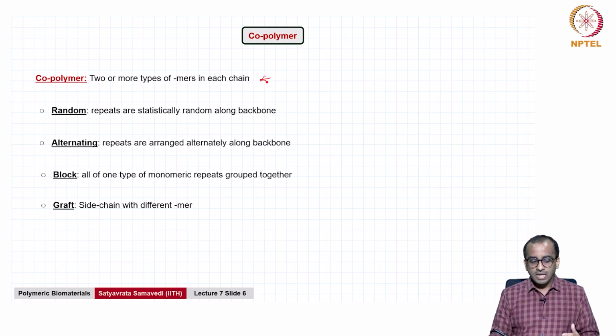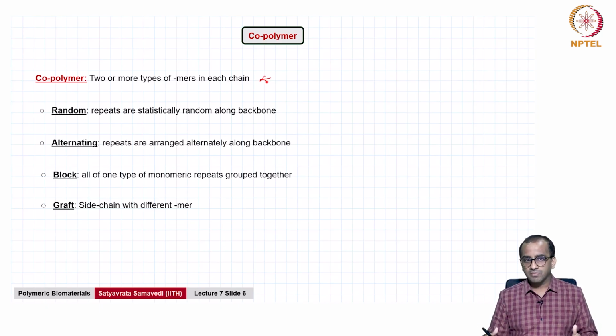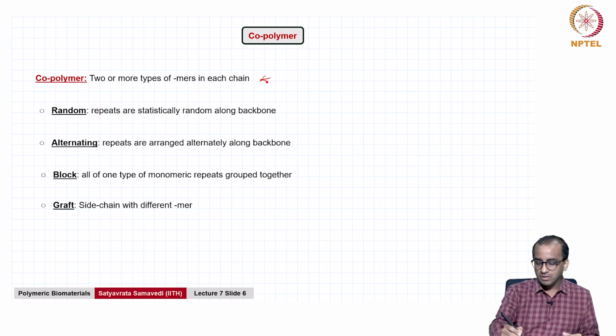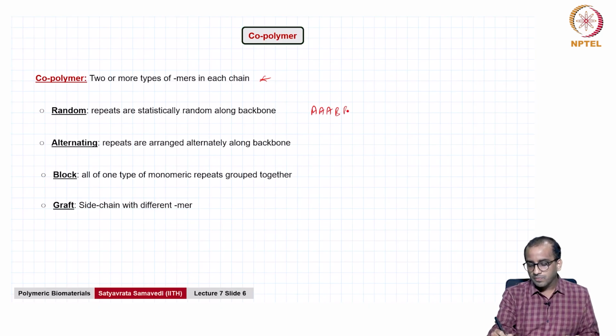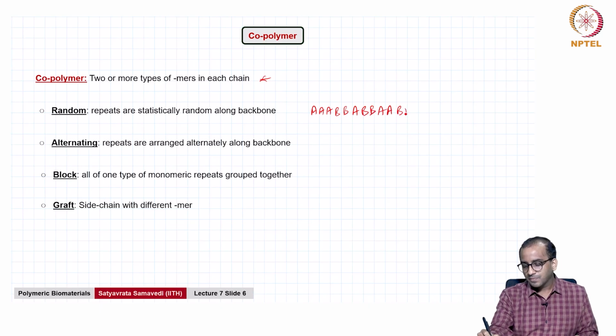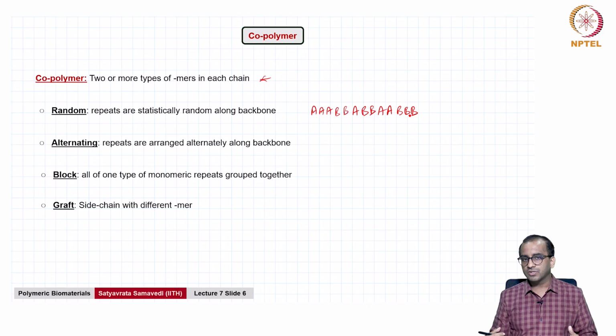For example, a random copolymer is simply one where the repeats are statistically random along the backbone. The fact that one monomer has been added before will not dictate largely what the next monomer is going to be. That is what we mean by statistically random. So, that means something here. That is one example of a structure that could result from a random copolymerization procedure.